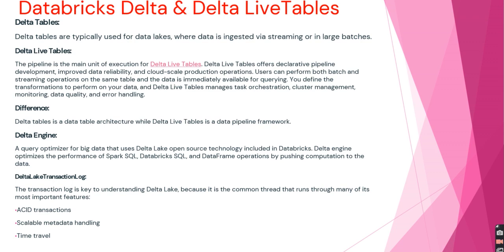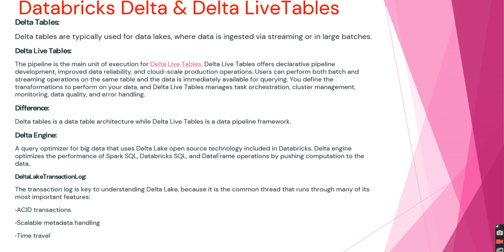Delta Live tables offer declarative pipeline development, improved data reliability, and cloud-based production operations. Users can perform both batch and streaming operations on the same table. For example, an employee table with a consistent flow of data for each new employee entering the organization. That data could be batch data or a streaming operation on the same table, and then the data is immediately available for querying. You define the transformations to perform on your data, and Delta Live tables manages orchestration, cluster management, monitoring, and data quality, and you can also handle your errors.